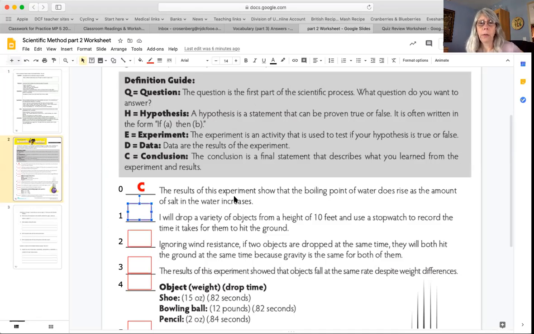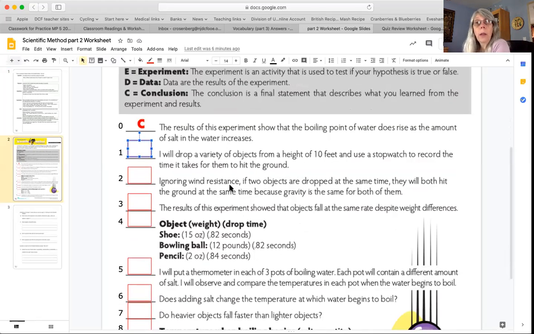Okay, so let's just go quickly over this, so you know you have the right answers here, especially if you're going to use this as a reference during the quiz. All right, number one: I will drop a variety of objects from a height of 10 feet and use a stopwatch to record the time it takes for them to hit the ground. This is what I am going to do. That is an experiment.